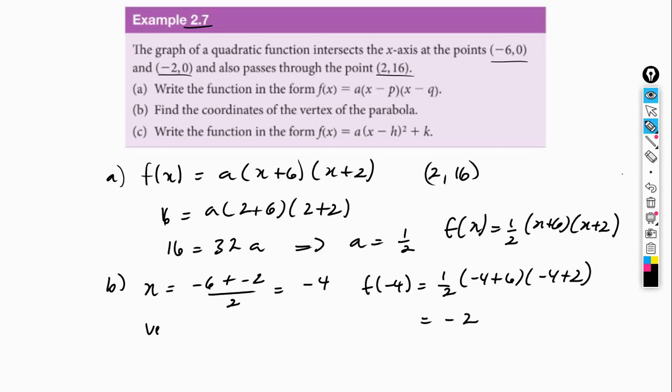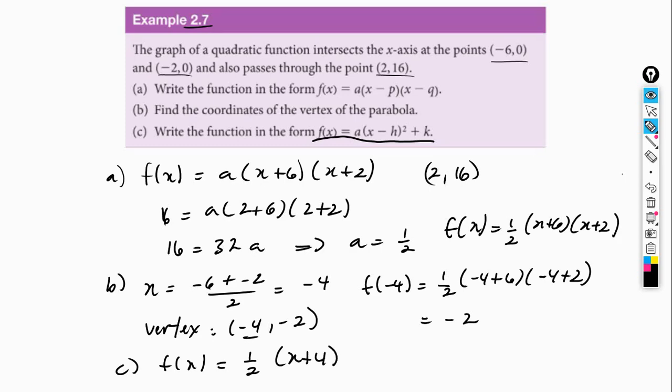Therefore, the vertex is going to be (-4, -2). And then finally it says, write the function in the vertex form. This is the vertex form of the quadratic function. And we have all we need, right? We have f of x is equal to a. We know that a is 1/2, so we write 1/2. And then remember that it's x minus h, but h is -4, so we're going to have (x plus 4) squared minus 2. So this would be the vertex form of the parabola.